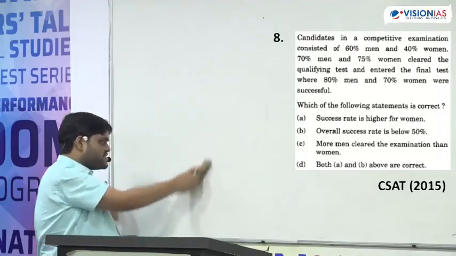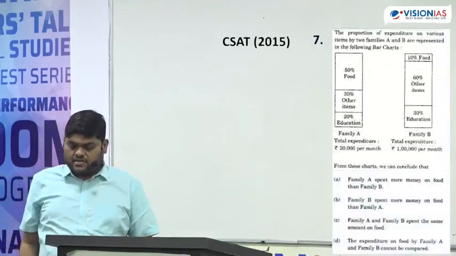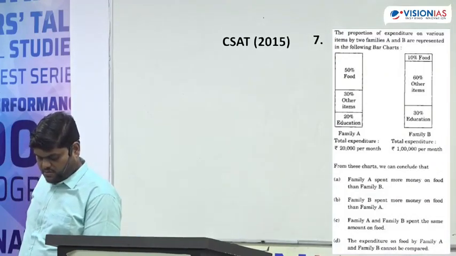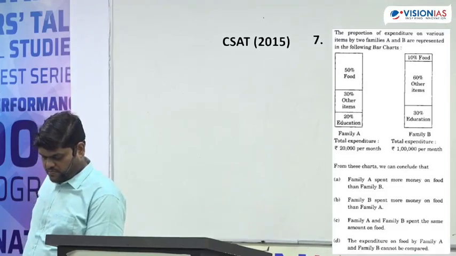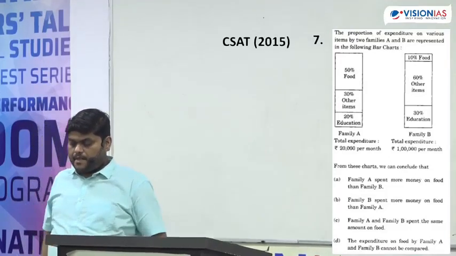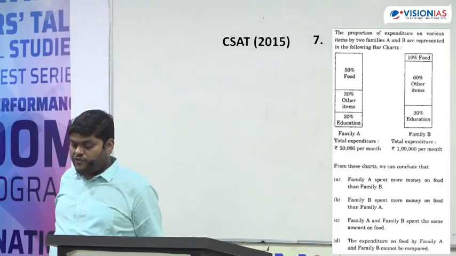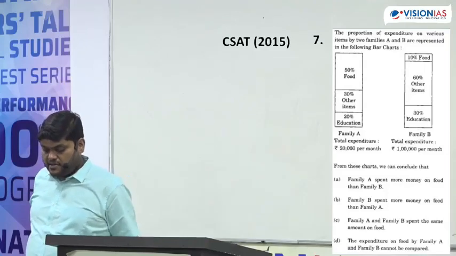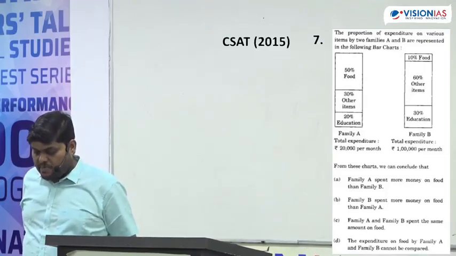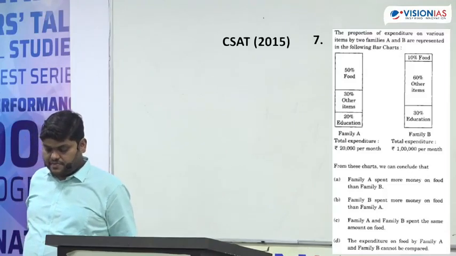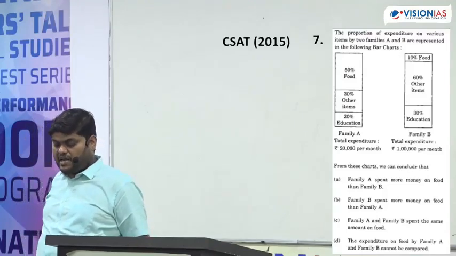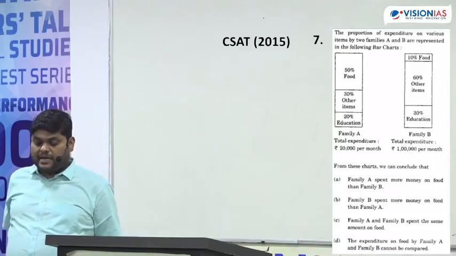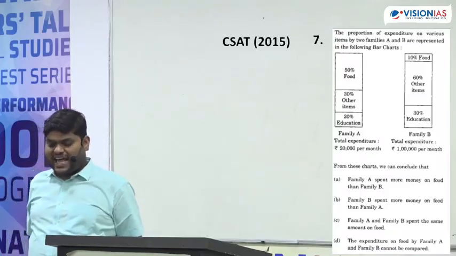Now question number 7. Please show it on the screen. The proportion of expenditure on various items by two families A and B is represented in the following bar chart. Two bar charts are given. Family A, total expenditure is 20,000 per month. Family B, total expenditure is 1 lakh per month.